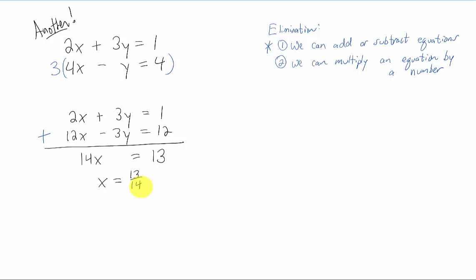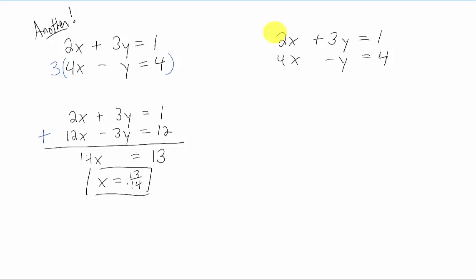Not the prettiest number. And I tell you what, I really don't want to plug x equals 13/14 back into either one of these equations. So I'm going to make some room over here and I'll tell you what I'm going to do. I'm actually going to multiply this first equation by negative 2 and eliminate x to find y. Our first equation would become negative 4x minus 6y equals negative 2. And I'm going to copy down our second equation.